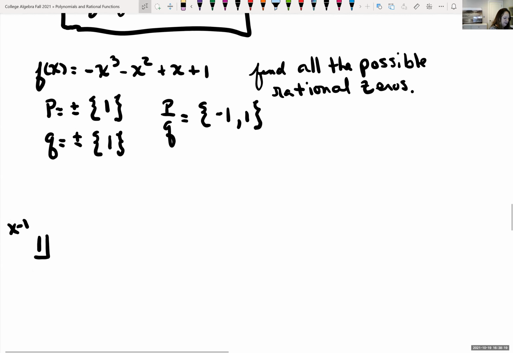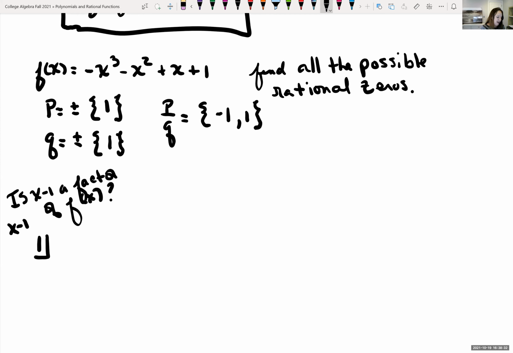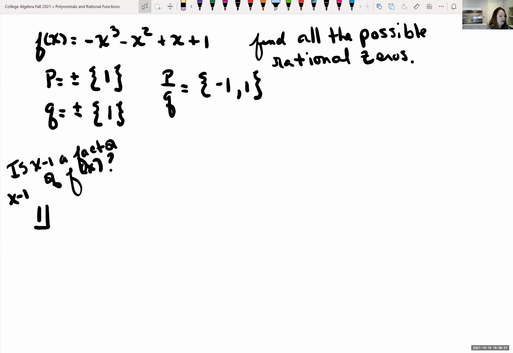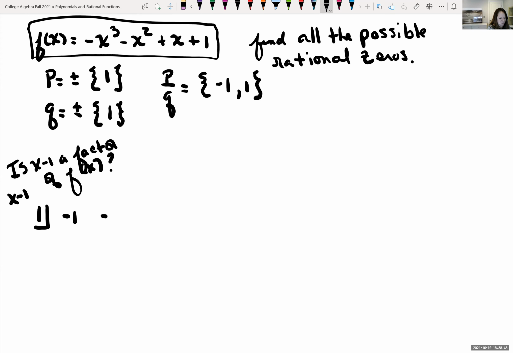So my question to myself is, is x minus 1 a factor of f of x? And so I'm going to try by using synthetic division. I have 1 in this upper left-hand corner, and now I'm going to list my coefficients of f of x in descending order of powers. So we have -1, -1, 1, and 1. There are no missing terms, so I don't need to put a placeholder in there.